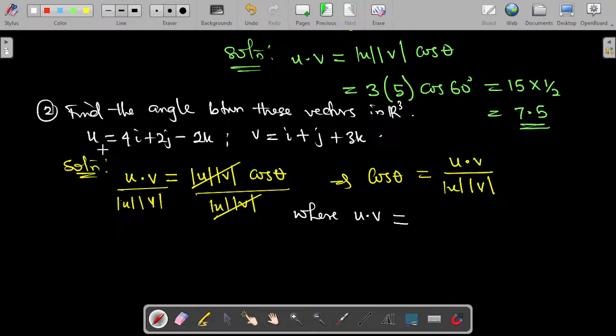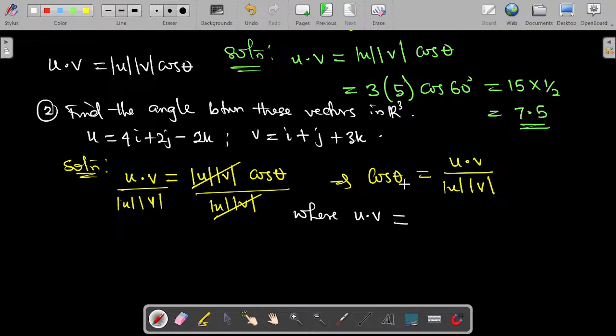You are given two vectors, and they ask you to get the angle between them. You use the formula that gives you the angle: u dot v is equal to magnitude of u times magnitude of v times cos theta. All you need to do is get your u dot v, get magnitude of u, get magnitude of v, then substitute and make theta the subject. There is nothing more serious there.